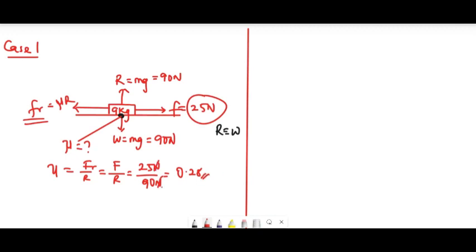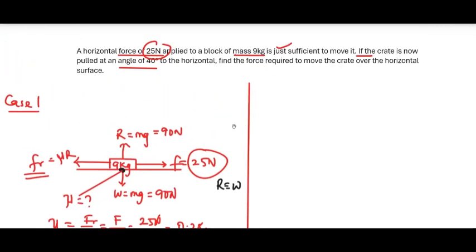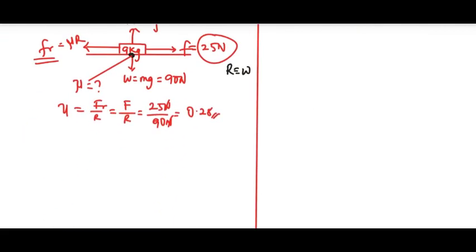This mu, we're saying now, should be what is connecting this first case to the second case. So for the second case, the question says if the crate is now pulled at an angle, so I have case 2.